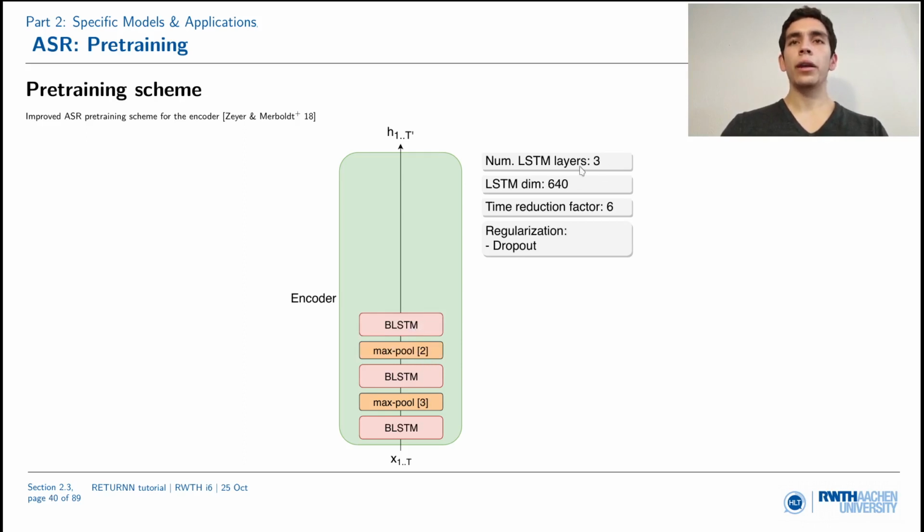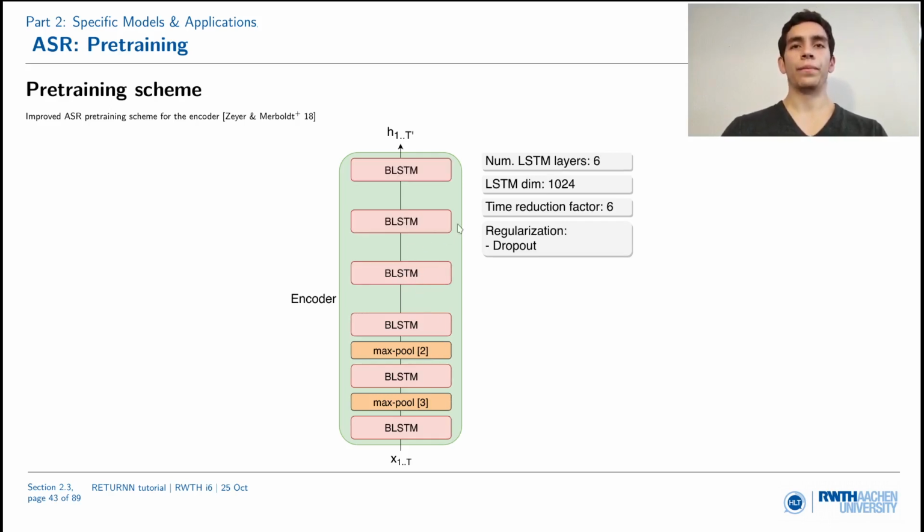So we have now 3 LSTM layers. We also grow in the width of the network, and we distribute the max pooling layers between those. So the final time reduction is the same. Then we can add another BLSTM layer, another one, so we grow in depth and also in width. Finally, we add label smoothing as a final step. So that's our final encoder.